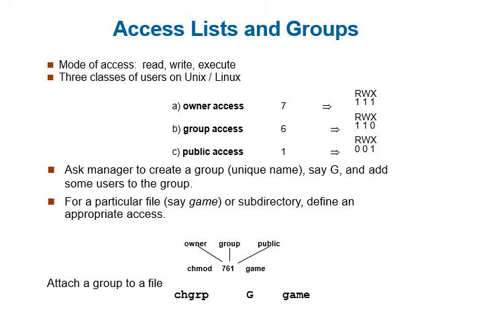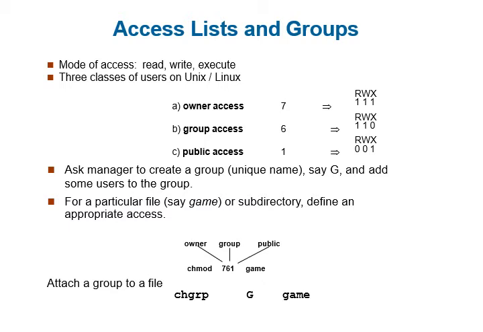Say for group access, if I give 6, the binary value for 6 is 110. So read is 1, write is 1 and execute is 0, which means that the group access doesn't have execution permission. And finally public access, which means other users. If the digit is 1, then the binary value is 001, which means that the public access doesn't have read or write permission, they have only execution permission. So in that way we can give access permissions in a Unix or Linux platform.